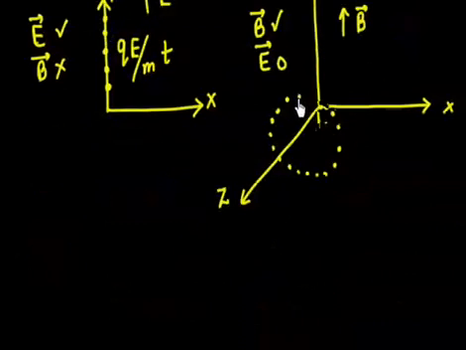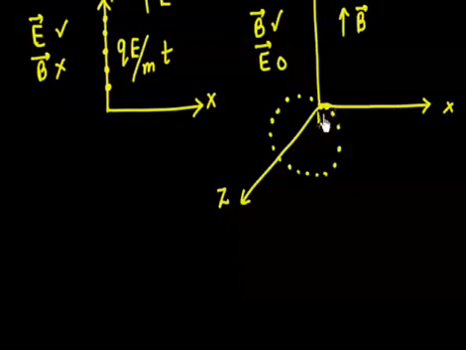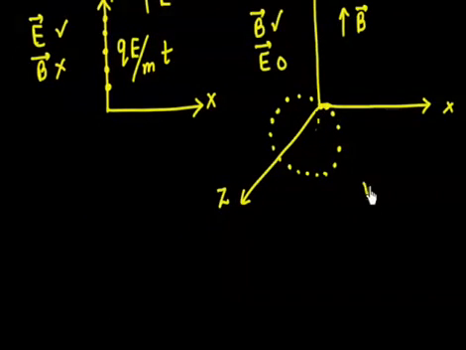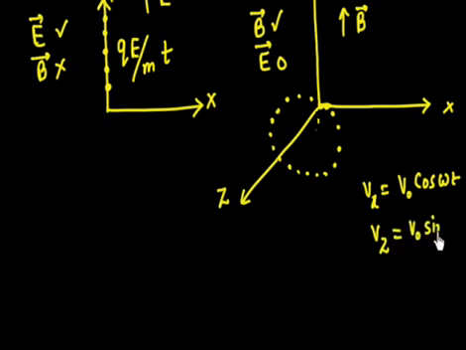So Vx is given by v naught cos omega t, and Vz is given by v naught sin omega t. Now what will happen if I apply both? So now, third situation, we apply both.